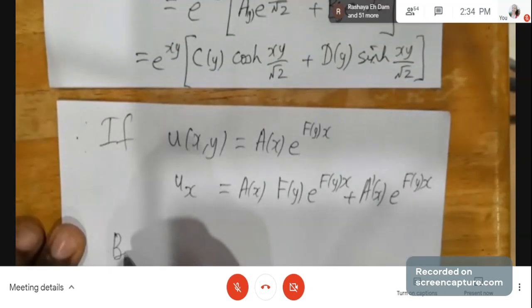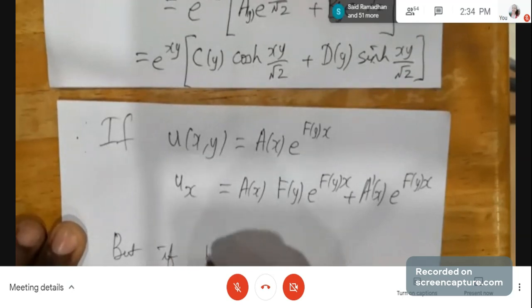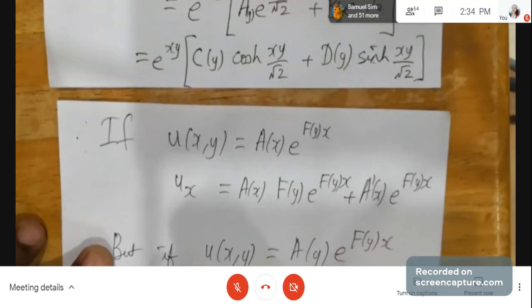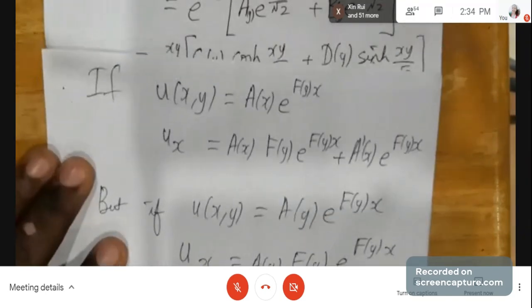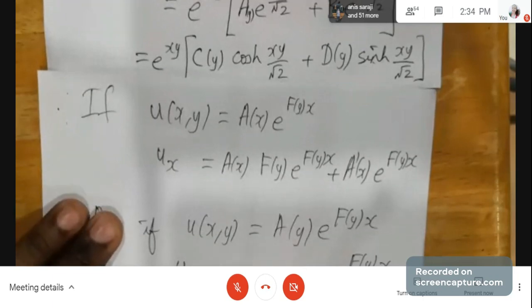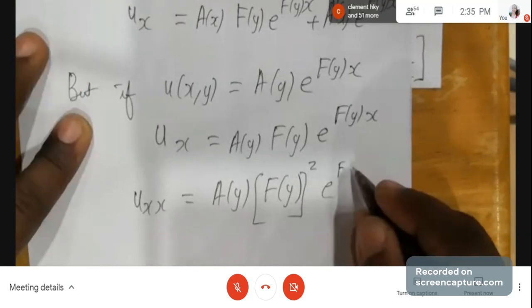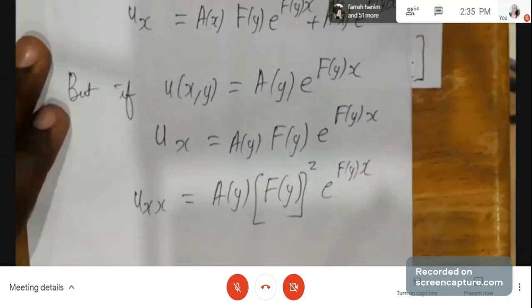But if u equals A(y) e to the power of f(y)x, then u_x equals A(y) f(y) e to the power of f(y)x. Correct. And every u_xx will also have the A(y), but with f(y) squared, and e to the power of f(y)x.